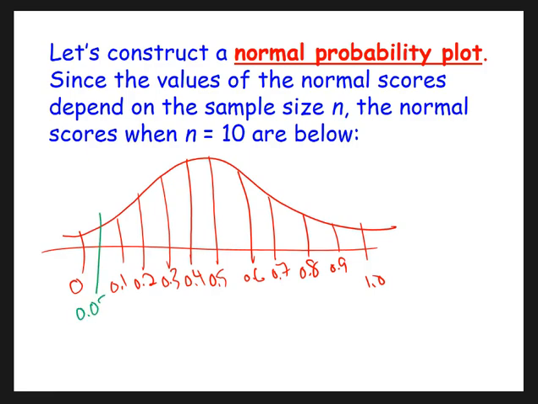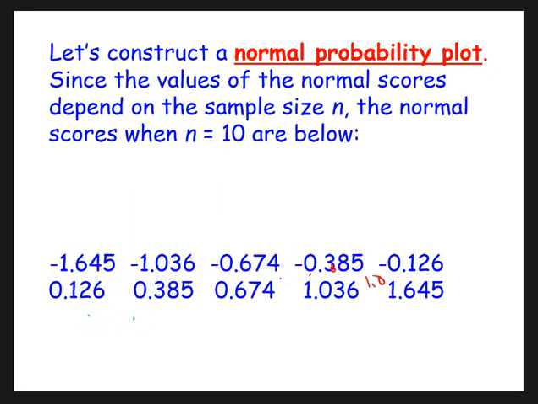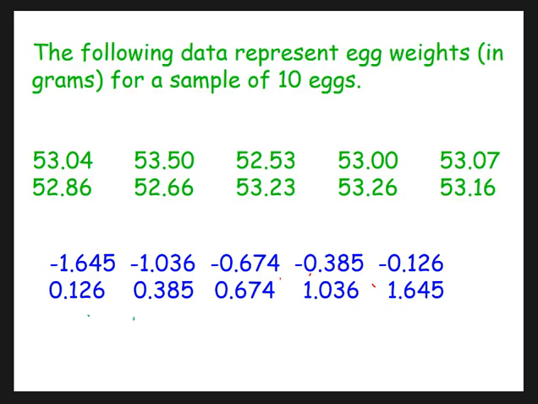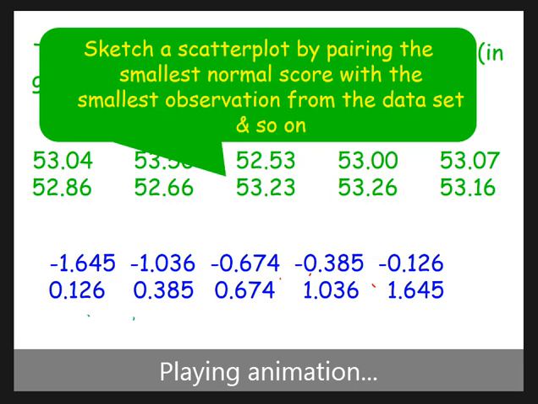This will be 0.05, 0.15, and so on. We find the z-score that corresponds to each of those probabilities. And this is the list of z-scores that we get. Here's our data set. Now what we need to do is arrange our data set from smallest to largest. So the smallest data point is going to get matched up with the smallest z-score of negative 1.645. Then we're going to sketch the scatter plot, pairing again smallest data point to smallest z-score.